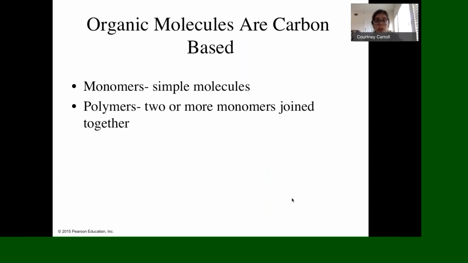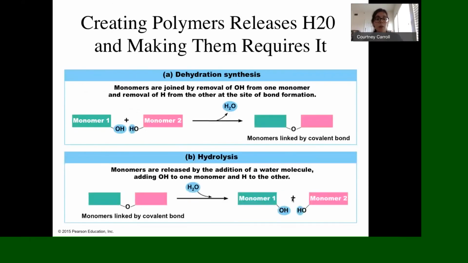Organic molecules, on the other hand, so inorganic, right, are salts and our water. Organic are carbon-based molecules. And we talk about monomers, which are simple molecules, and polymers, which are chains of monomers put together. And to create polymers, we're going to do a dehydration reaction. So we're going to lose water when we join together 2 monomers. And the opposite is true for hydrolysis. So hydro meaning water, lysis meaning break down. We're going to break it down with water. Add water and you can take your polymer and make a bunch of monomers.